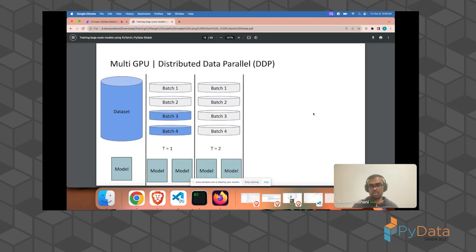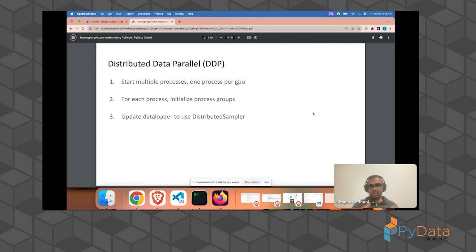And at time step 2, I've consumed the remaining 2 batches. So instead of taking 4 steps to consume the batches, now I'm just taking 2 steps. And in that sense, it makes your training go faster because you're consuming batches faster. So that's the high-level overview of what distributed data parallel does.